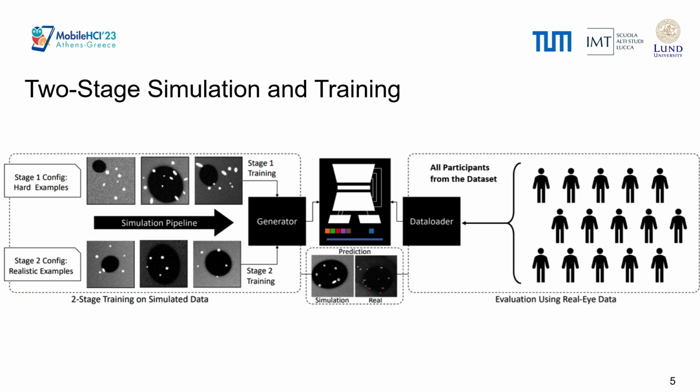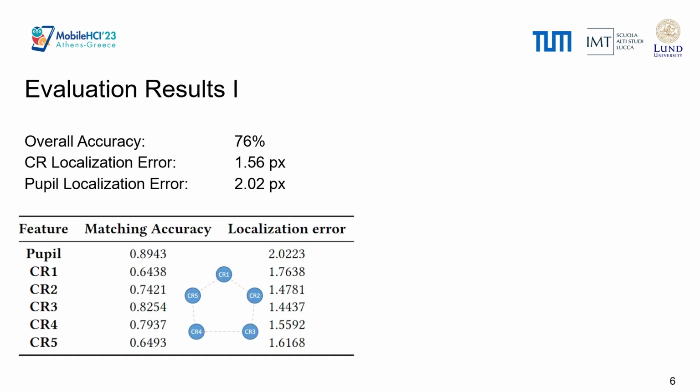We then evaluate the effectiveness of our approach by testing it on a never-before-seen, hand-labeled real eye dataset while comparing it with an existing model trained on the dataset itself. As the model is trained on purely synthetic data, we were able to evaluate it on all 15 participants. This gave us an overall matching accuracy of 76%. Out of all the matches, the overall localization error for matched CRs was 1.56 pixels, while the pupil localization error was 2.02 pixels.